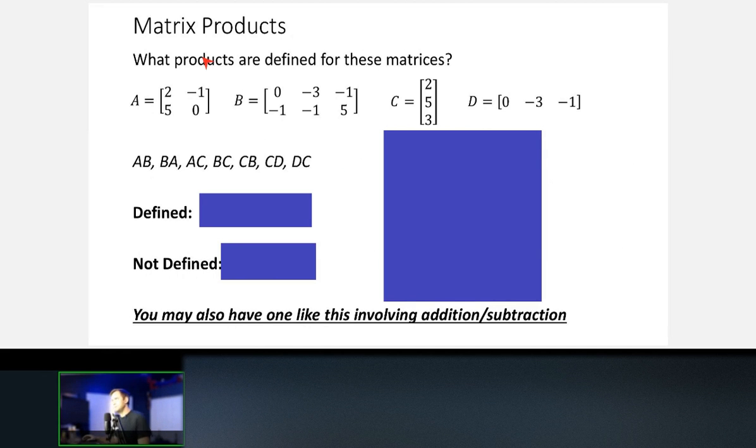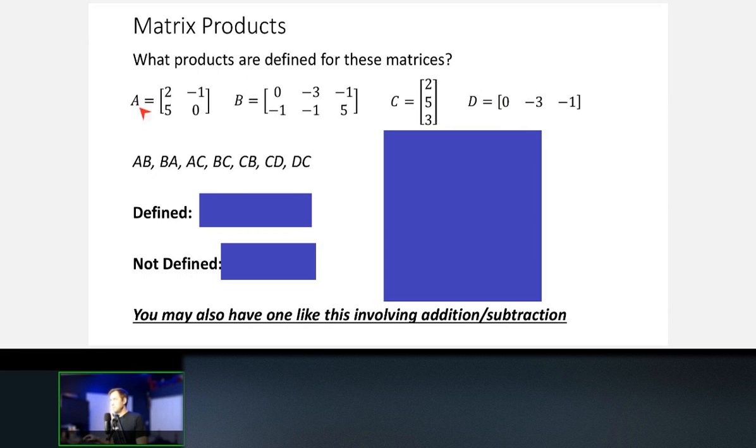Okay, you're going to have a problem to decide if these matrices are defined or not defined. So I give you matrix A, B, C, and D, and then I give you a bank of choices, and you have to drag these to either defined or not defined. And this is talking about products. What does product mean? You're multiplying. So this question wants to know, are we able to multiply these together? Yes or no? If yes, it's defined. If no, it's not defined.